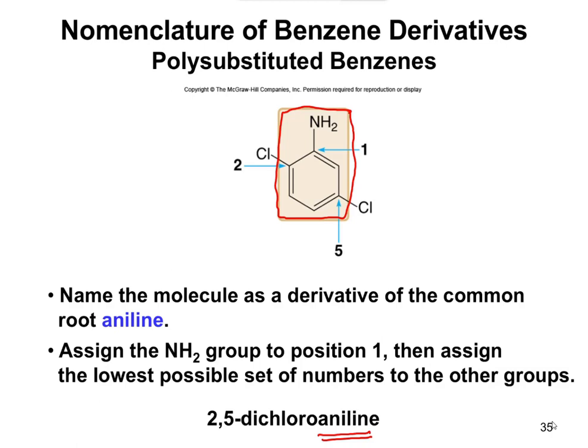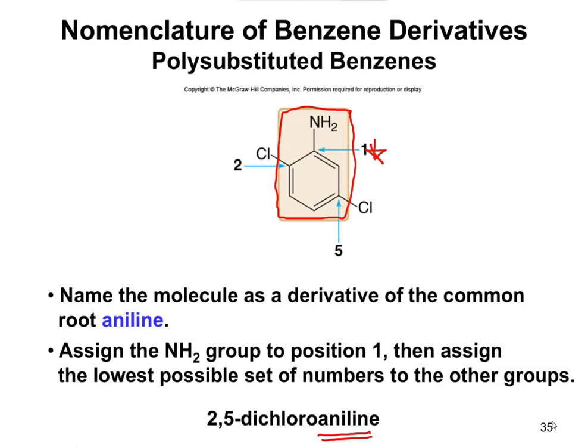Now, whenever you have one of those common roots, whether it's toluene with the methyl group, whether it's aniline like this one with the NH2 group, or whether it would be a phenol with an OH group, that automatically goes to position 1. So right there, that's automatically going to be position 1 because of that NH2 there.